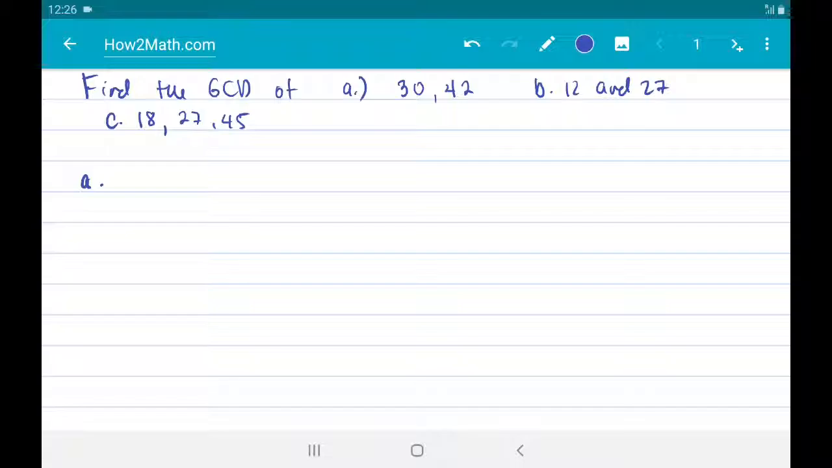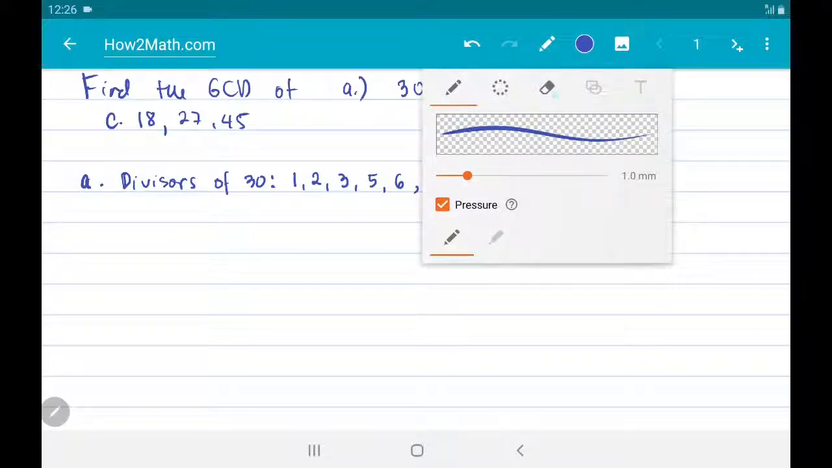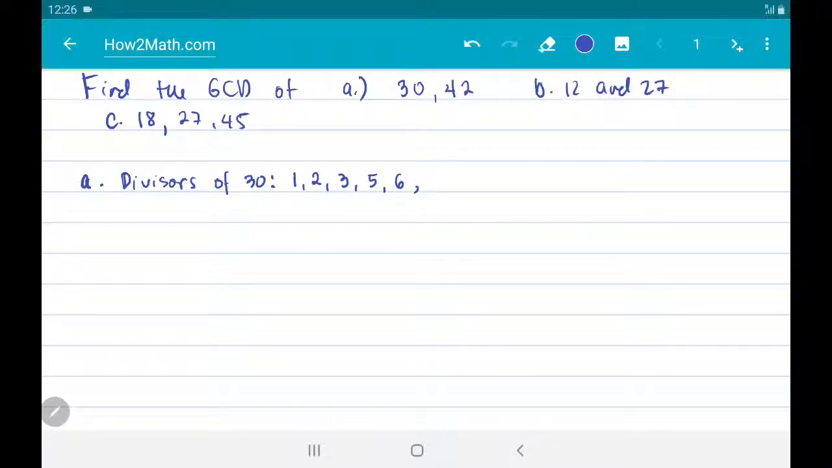So first, we list the divisors of 30. So we have 1, we have 2, we have 3, we have 5, we have 6, 15, and 30. I hope I didn't miss anything. Oh, I missed 10. So we have 10. What else? 15 and 30.